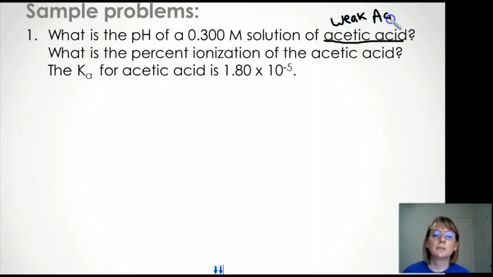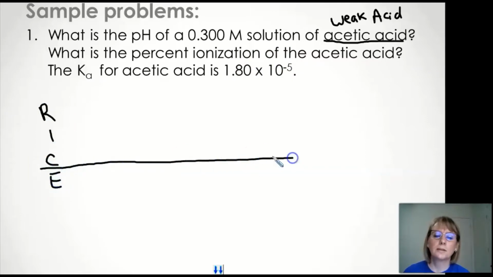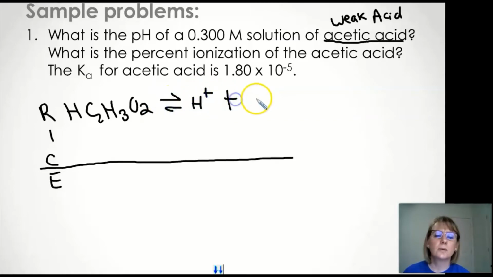And so it doesn't break down all the way. In fact, it doesn't break down very well. So it's going to get to a point of equilibrium, and we know that because we have a Ka. So that means we're going to have to write this particular equation, or do an ICE table. So we've got acetic acid, and it breaks down, and we get hydrogen ions and acetate ions.